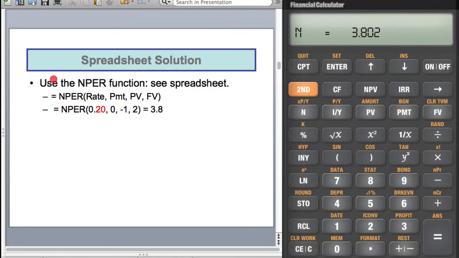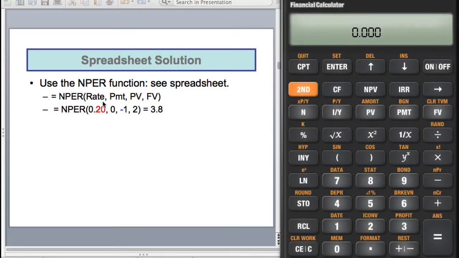For those of you who do calculations using Excel, Excel has a built-in function called NPER, N-P-E-R, and it has 4 arguments: rate, payment, present value, and future value. Of course, in Excel, you have to enter the rate as a decimal. So in Excel, you use 0.2 instead of 20%, and that's your interest rate. Your payment is 0, present value -1, future value 2, and you get 3.8.